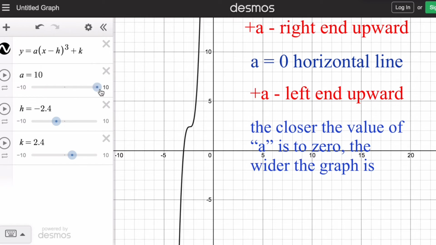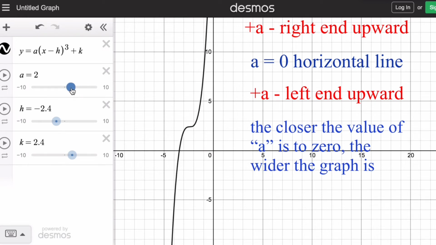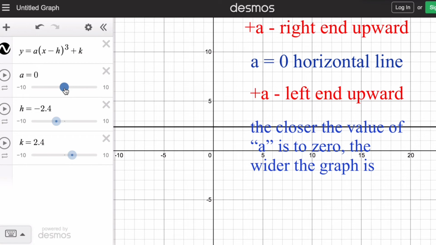And that is true on the other side as well. If we start from 10 and go to 0, making the value of a closer to 0, then the graph becomes wider and wider up to a point that at 0, it becomes a horizontal line.